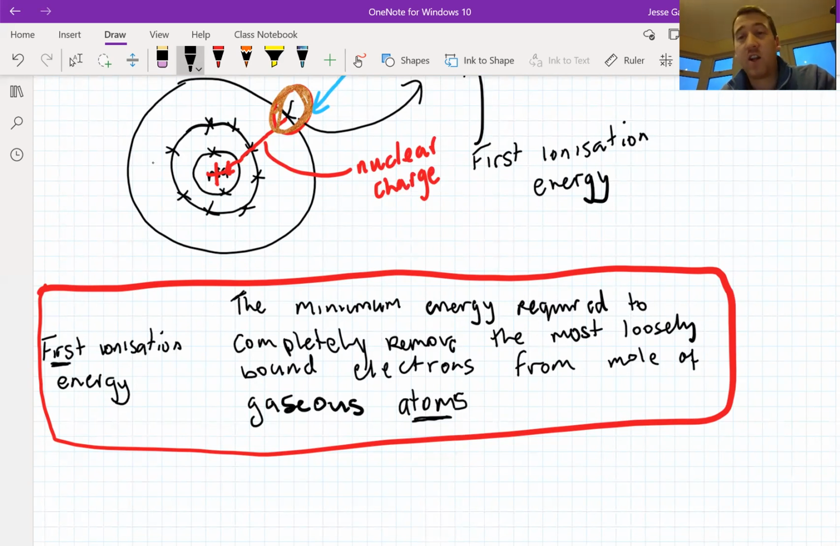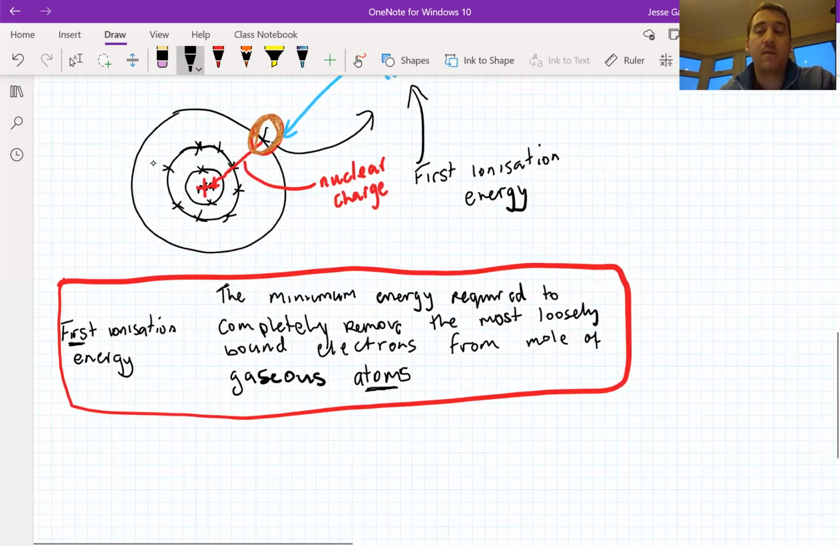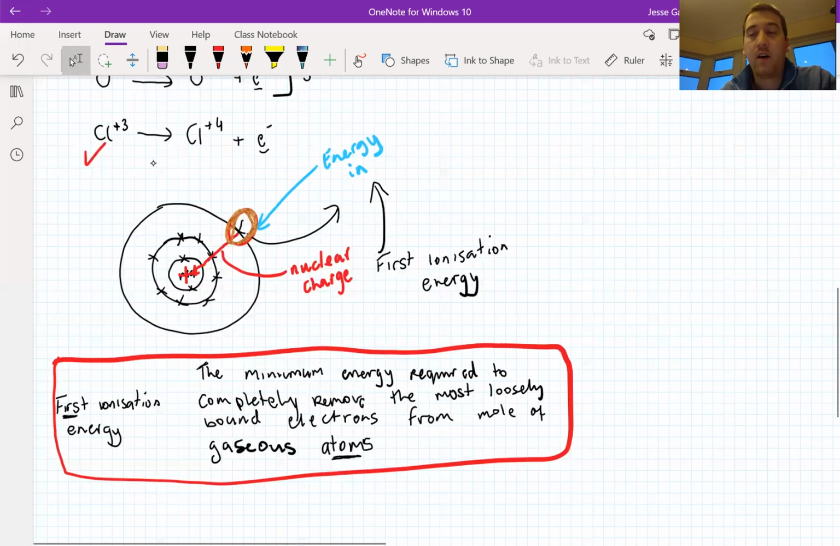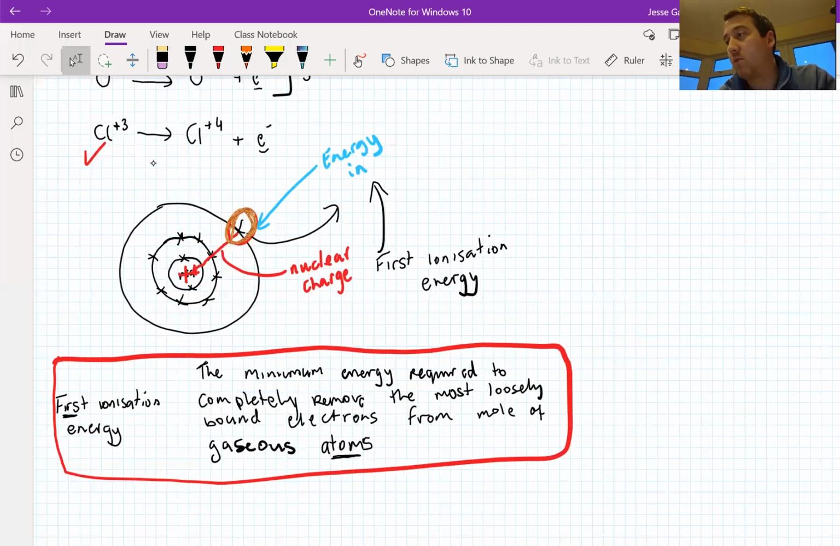The third ionization energy, again, you would say the same thing, but you would replace it at the end with dipositive ions. Dipositive ions, then that would be the third ionization energy. All right. Good. Okay, I think we are ready to do some more practice.